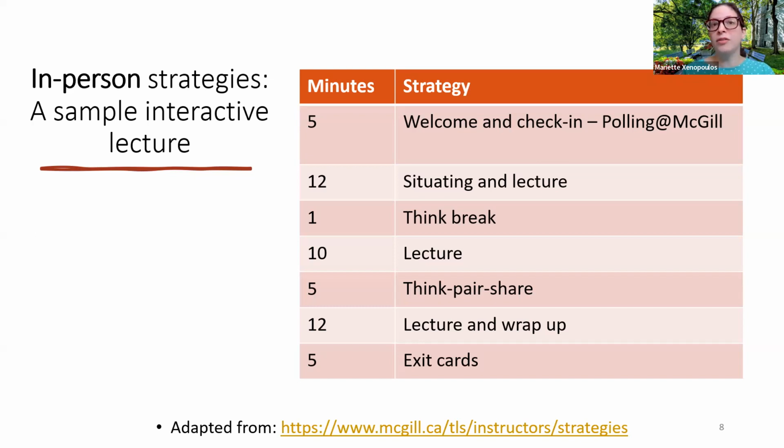Then you could do a think, pair, share activity where you ask a question, students think about it on their own, and then they turn to their neighbor and they discuss. So think, pair, share works well in large classes and small classes, involves individual reflection and then turning to a neighbor to discuss. And students can also be invited to share with the class as well.